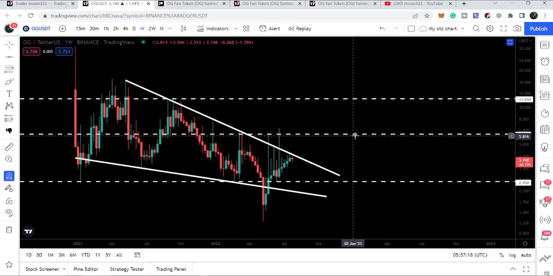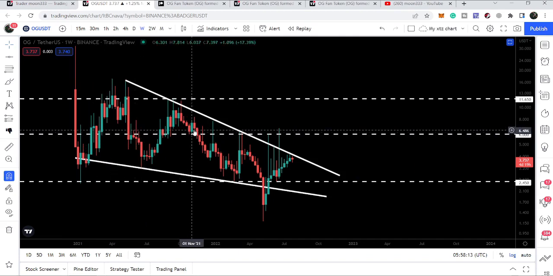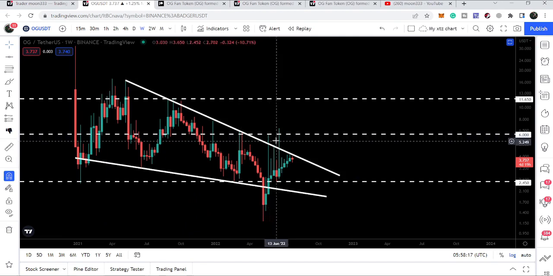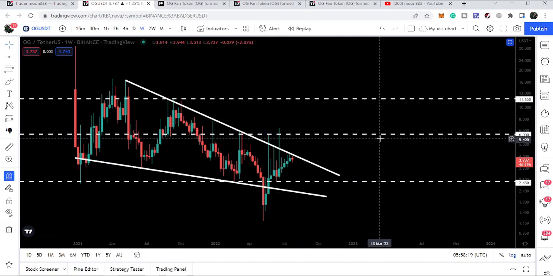And our next resistance will be at the price of $6. That has been working as a strong support and resistance in the previous history, like here as a resistance, here as a resistance, here as a resistance. And right now you can see that we have two more rejections but could not break it out.